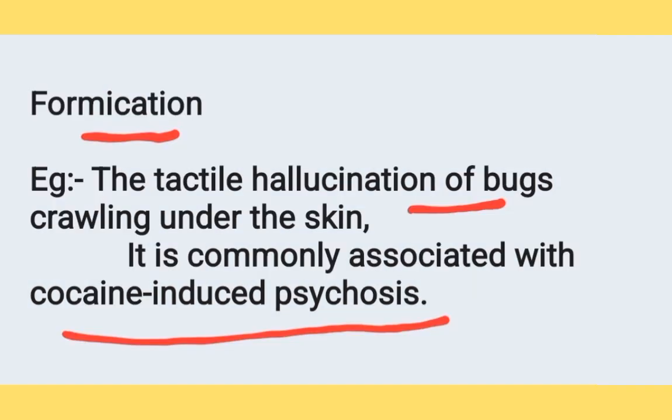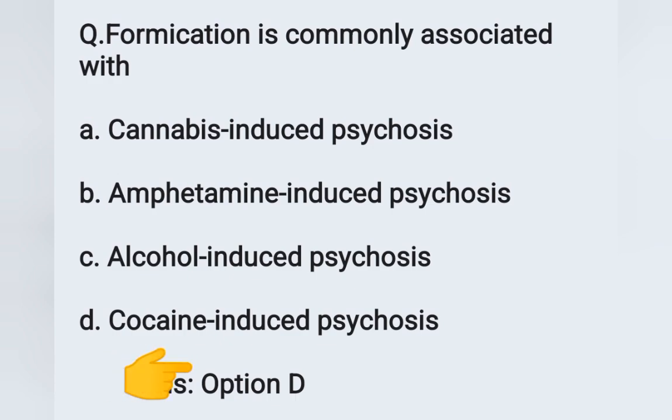Okay, we can see what is formication. For example, the tactile hallucination of bugs crawling under the skin. Okay, this is the example. Formication is one of the tactile hallucinations. Tactile means touch hallucination. Hallucination means false perception of an object. Here the bugs are crawling under the skin. It is commonly associated with cocaine induced psychosis. So here our correct answer is option D. Formication is commonly associated with cocaine induced psychosis.